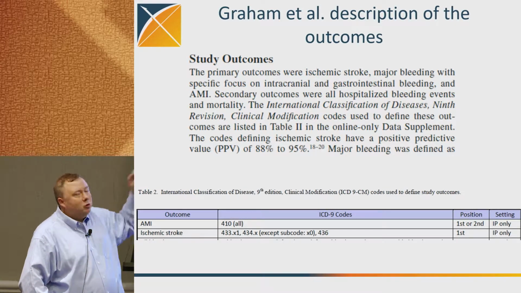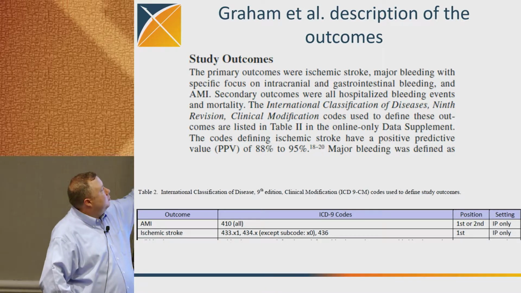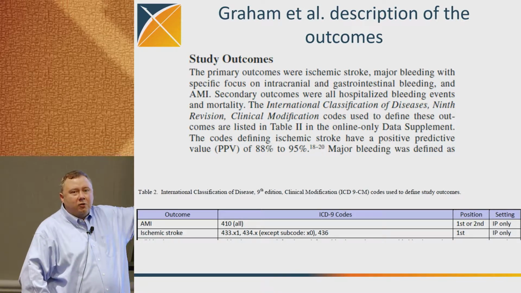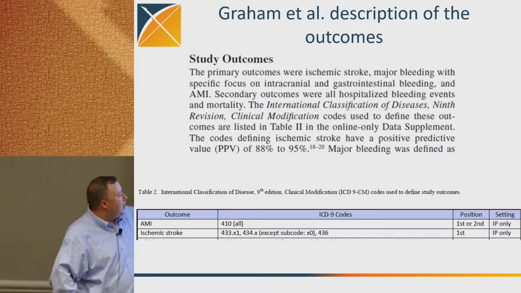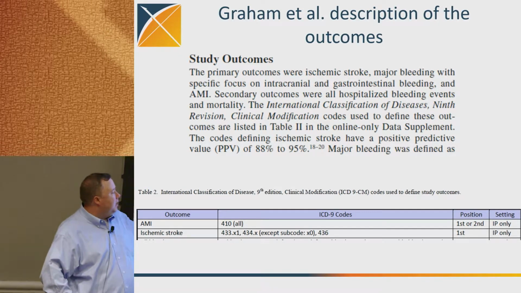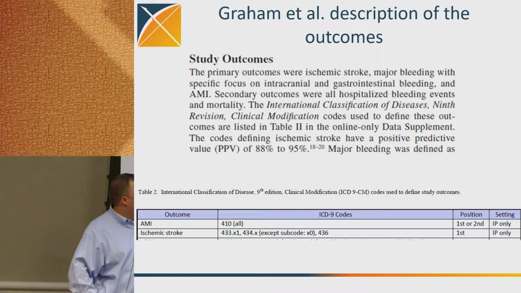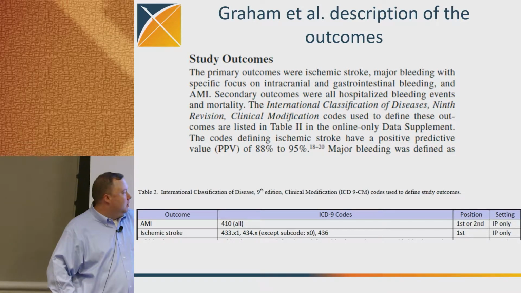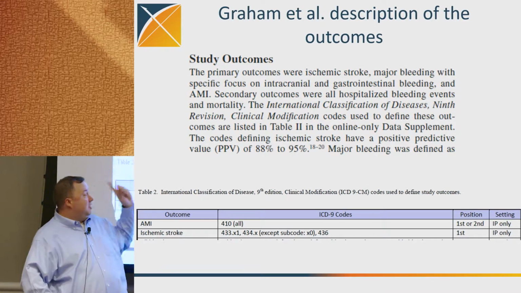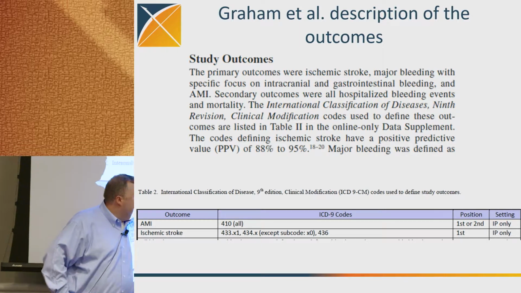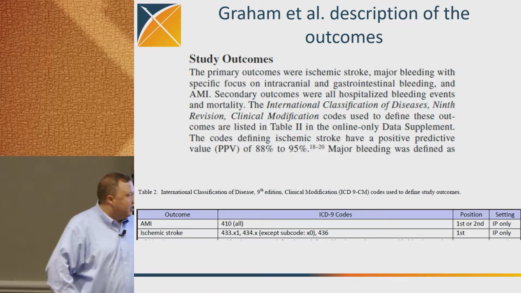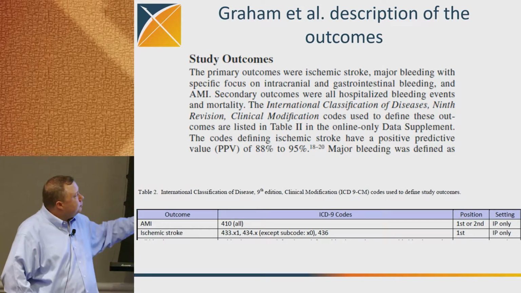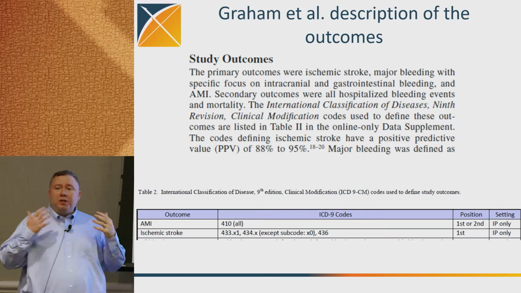So we use 2 lines of a sentence to write those words, but we don't actually provide the codes. We just say that there are codes. You've got to go to the supplemental material, and then you get this thing, which says something like ischemic stroke: 433.x1, 434.x, except subcode x0, and 436. It's in the first position, and it's an inpatient-only code. So this is what the paper provides.